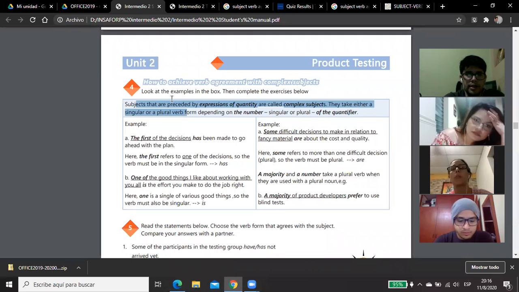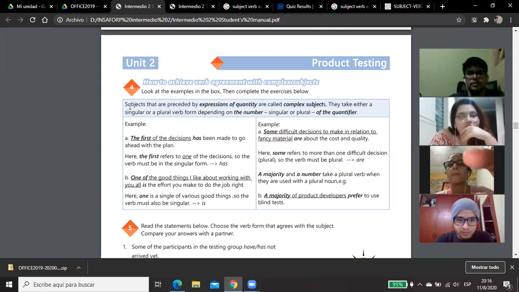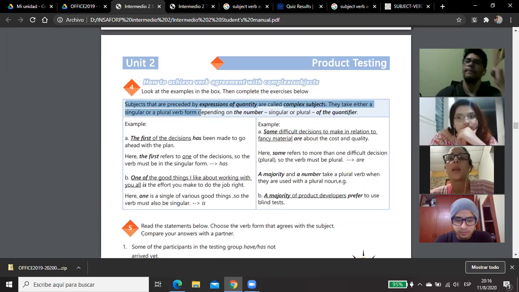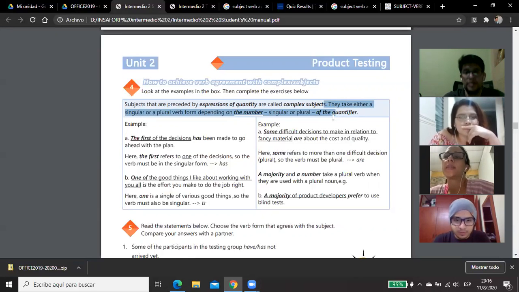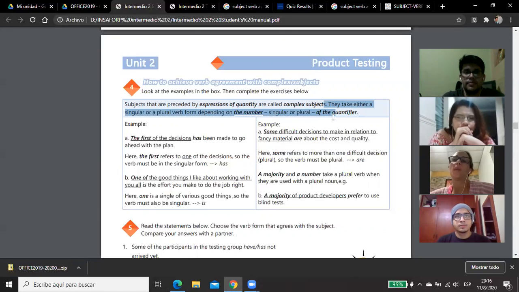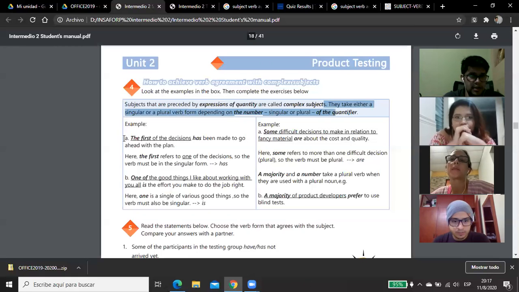Okay, Maria, can you read the heading of this table, please? Subjects that are preceded by expressions of quantity are called complex subjects. Okay, great. They take either singular or plural verbs depending on the number, singular or plural, of the quantifier. All right, good. So let's read some examples. Okay, let's read some examples here. Please, Aleida, can you read letter A?